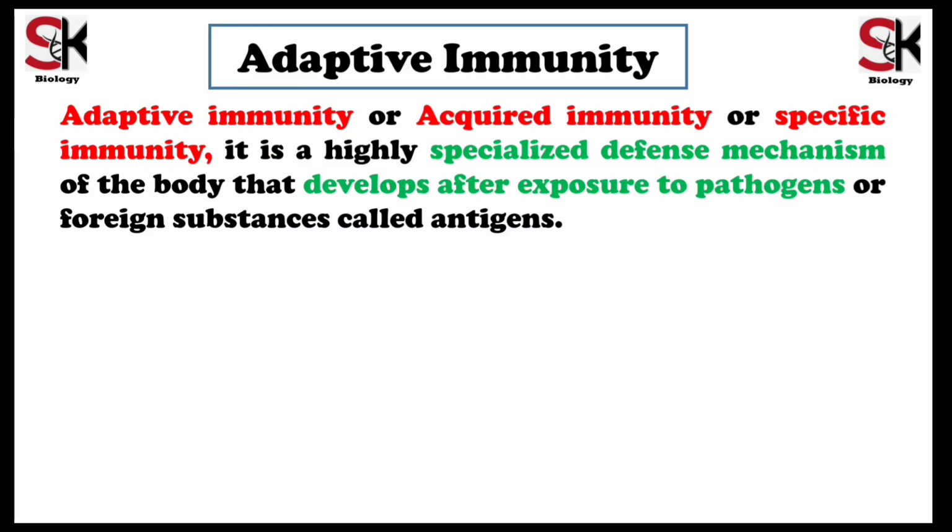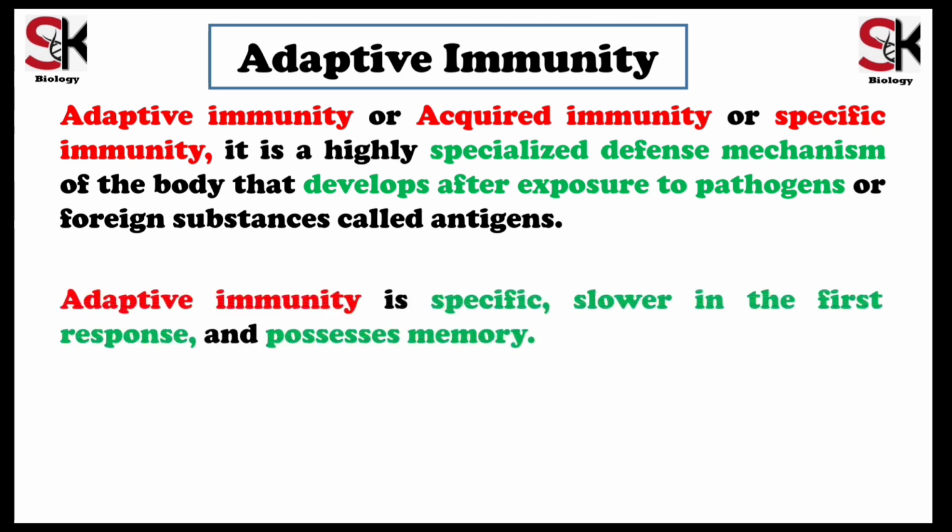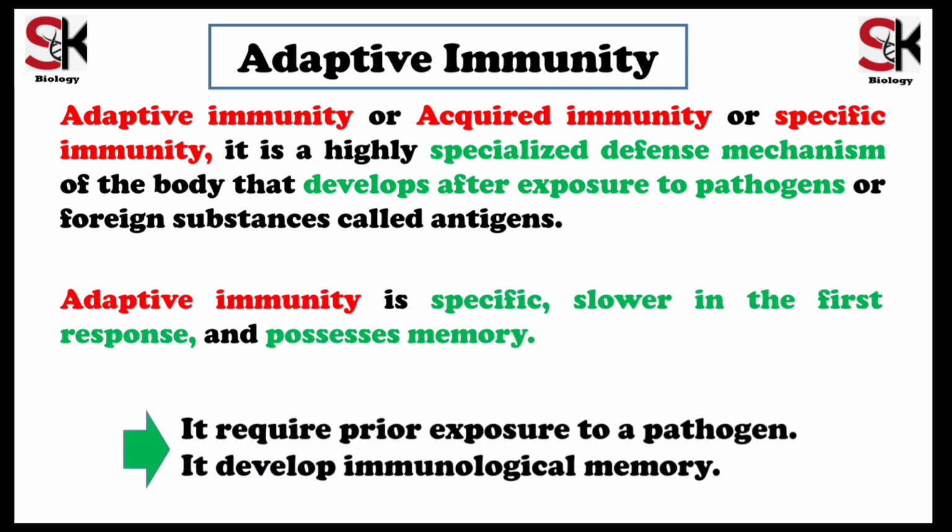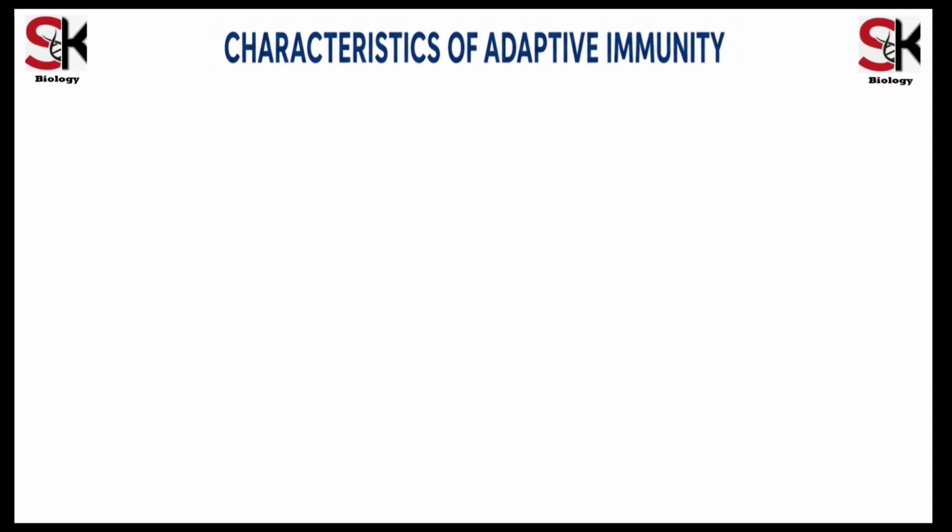Coming to the definition, adaptive immunity is also called as acquired immunity or specific immunity. It is highly specialized defense mechanism of the body that develops after exposure to pathogen or foreign substance called as antigen. The important point we have to remember about adaptive immunity is it requires prior exposure to pathogen and it develops immunological memory. Now, let us understand characteristics of adaptive immunity.